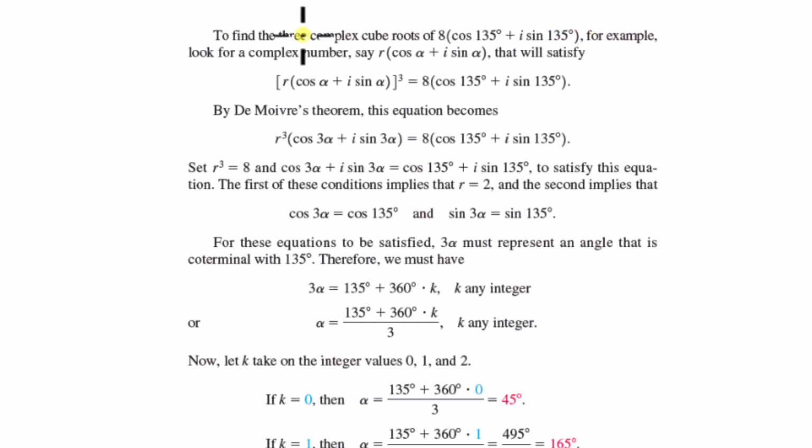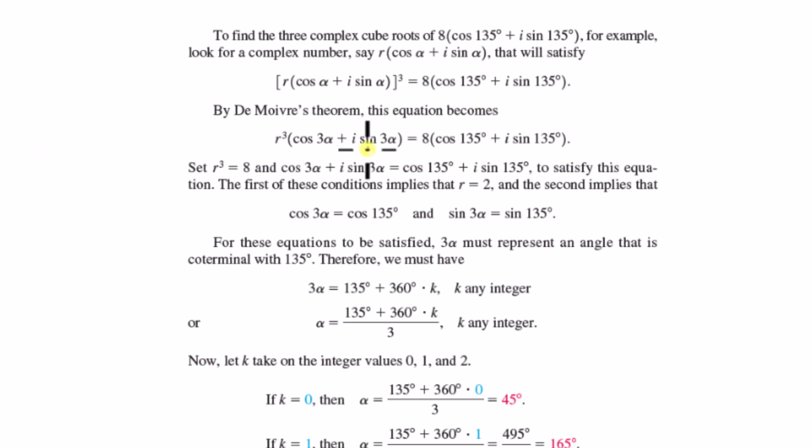All right, so it says, for example, we're looking for a complex number, r cosine alpha plus i sine alpha, that we're assuming is one of the cube roots. There's going to be 3 of these, and this is one of them. It's this form, r cosine alpha plus i sine alpha. And since this is one of the cube roots, when you cube this, you're going to get this. And that's what they write here.